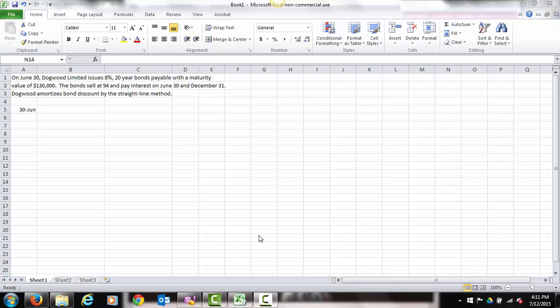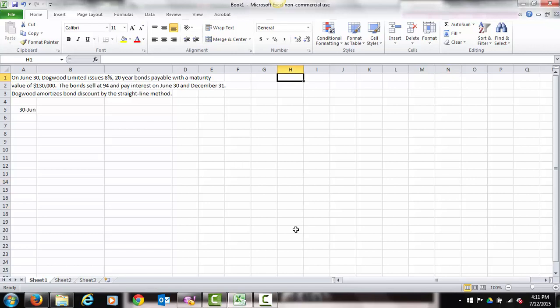Our two requirements are to journalize the issuance of the bond on June 30th and to journalize the semi-annual interest payment and amortization of bond discount on December 31st. So let's start with the issuance of the bonds.